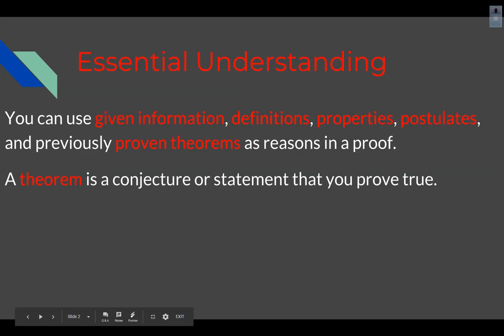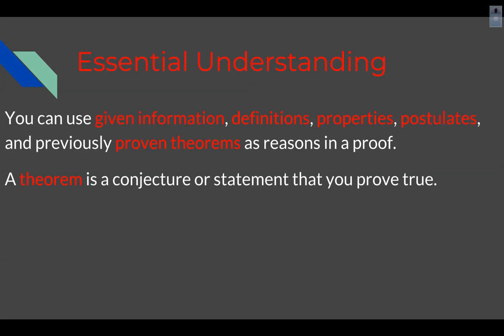You can use given information, definitions, properties, postulates, and previously proven theorems as reasons in a proof. When we do a proof, there's going to be given information, and what you're trying to prove. We're going to use that given information. We're going to use definitions that we've used this year, like midpoint or bisector or segment bisector, properties we've learned, postulates that we've gone over, and then any previously proven theorems as a reason to prove.